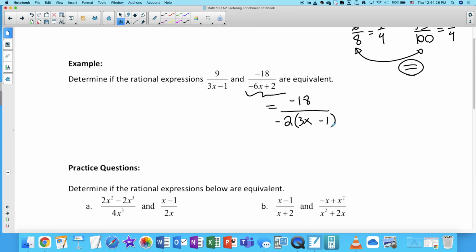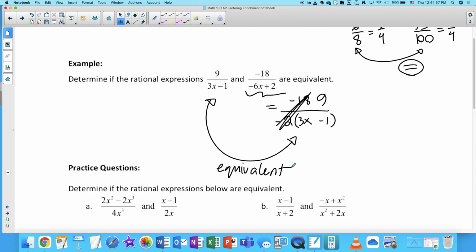Okay? Now, we can simplify negative 18 over negative 2 is what? Yeah, 9 over 1. So this becomes 9. Okay? Now, what can we say about this and this? These are equivalent. Okay? This one was pretty straightforward.